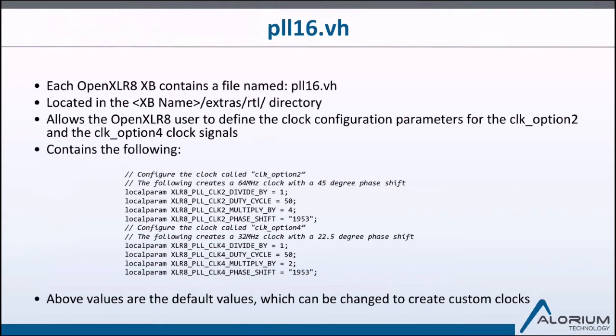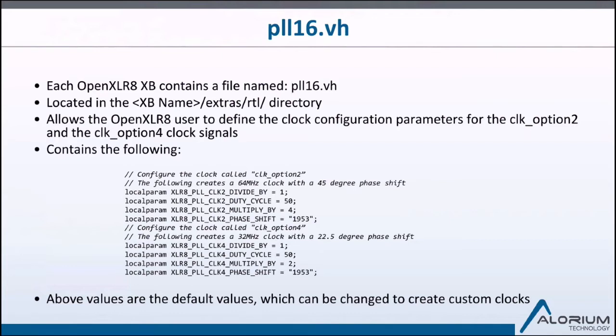The PLL16.vh file lives in the extras/RTL directory, along with all the other OpenXLR8 files that you'll need for the OpenXLR8 flow. This is the key file for using custom clocks in OpenXLR8. By simply modifying the values in this file, we can create custom clocks that are then available for use within OpenXLR8. As I mentioned earlier, there's 2 different clocks that we can modify, clock option 2 and clock option 4.